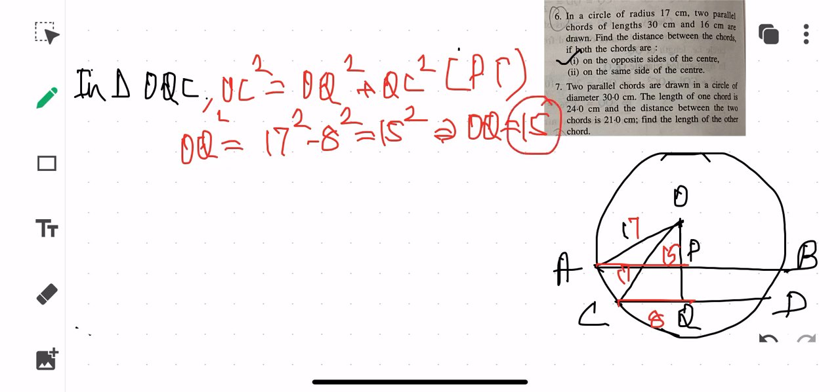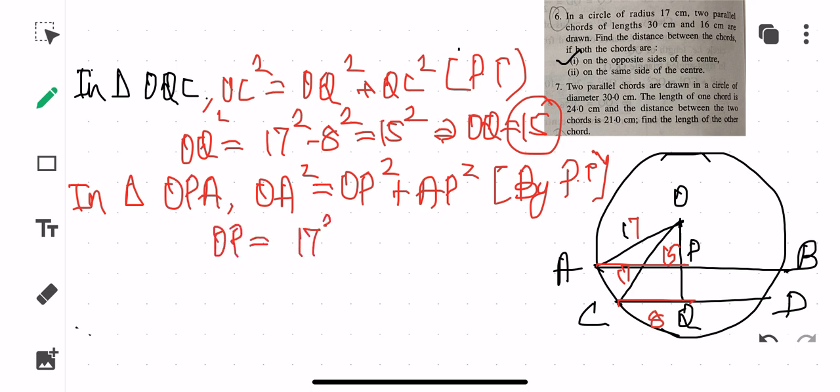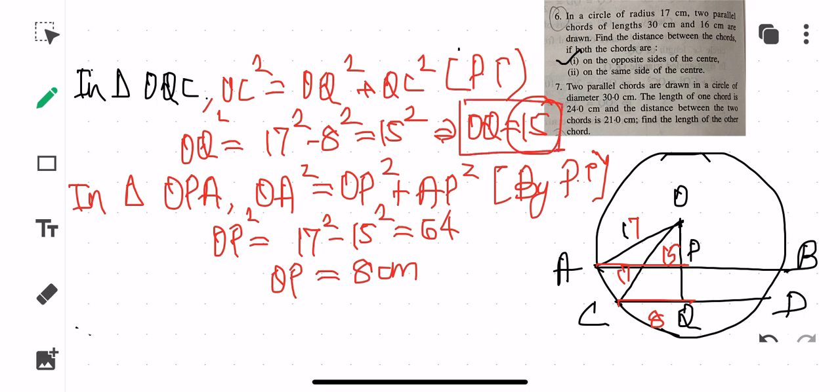Similarly, you will go to the next triangle, that is triangle OPA. You will write OA square is again equal to OP square plus AP square, by Pythagoras theorem. So you will calculate OP. OP square will be equal to 17 square minus 15 square, which is equal to 64. Then you will write that OP is equal to 8 centimeters. So OQ you have calculated as 15, OP is 8.